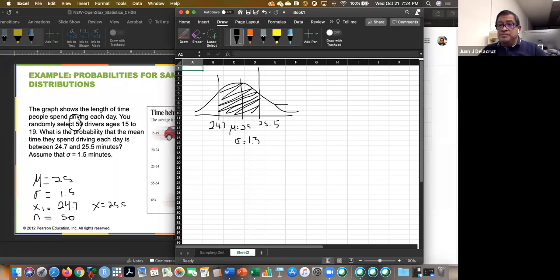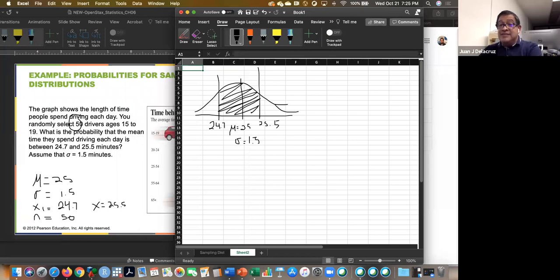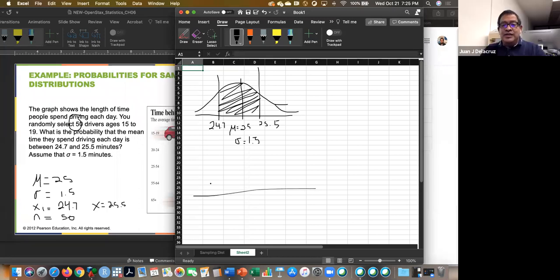So what should I do? Can anybody tell me? Step number 1. Do you have to find the normal distribution? Well, I have to find the values, right? So the goal is to find the area under the curve, right?